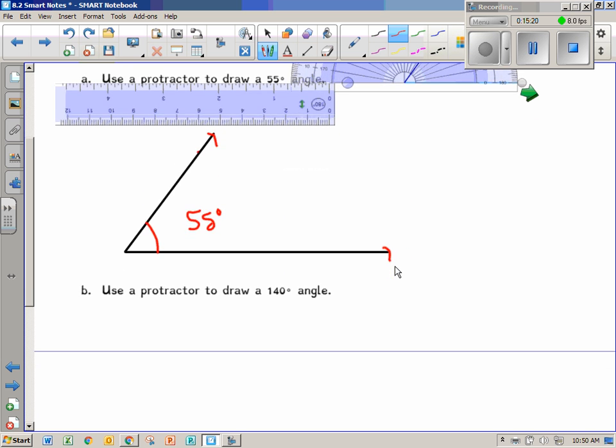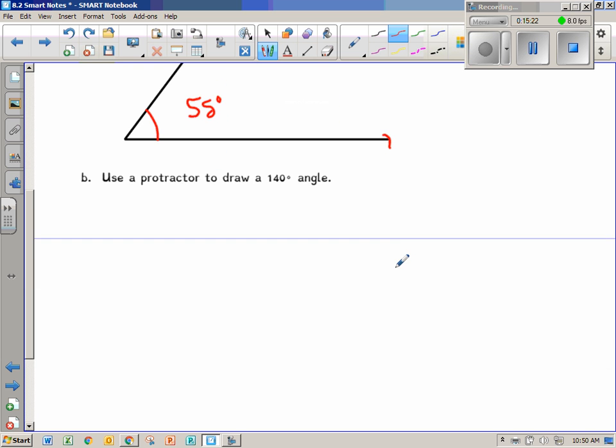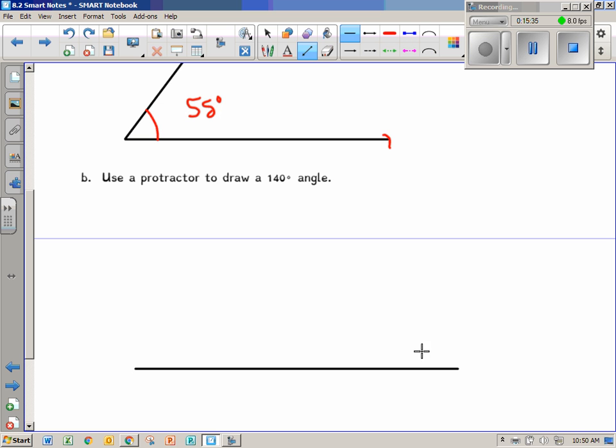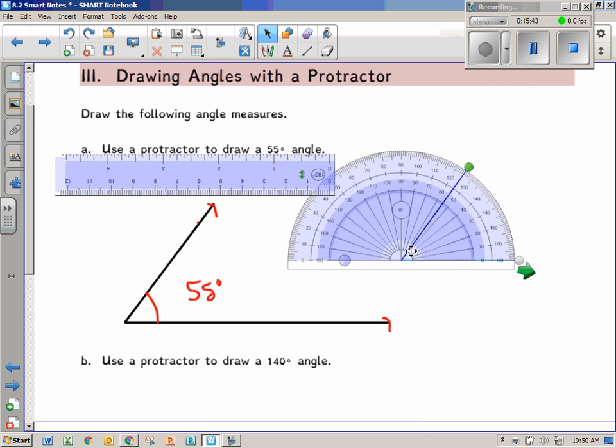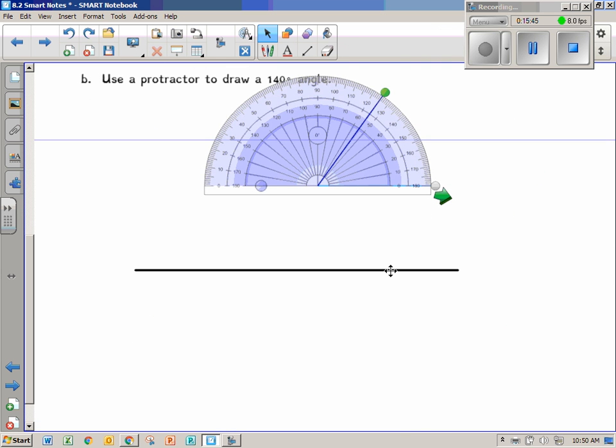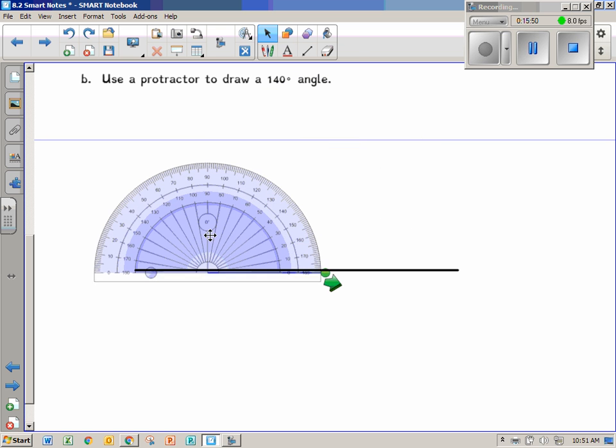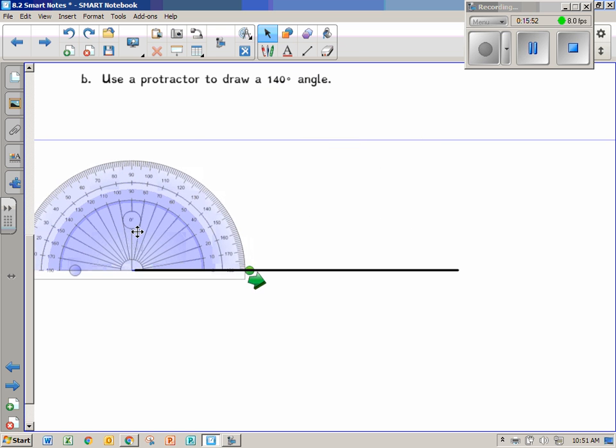All right, so why don't you try the next one? And then we'll come back to the video and see how you did. If you still think you're unsure, just stick with me and we'll keep going. So step number 1 is you got to draw some line. Big, short, doesn't matter. Then you got to get your protractor down there. And back. So this time 140.